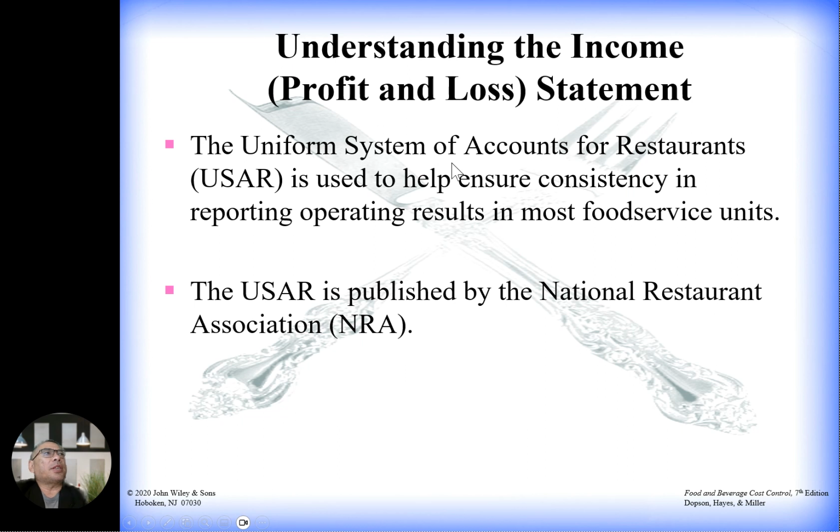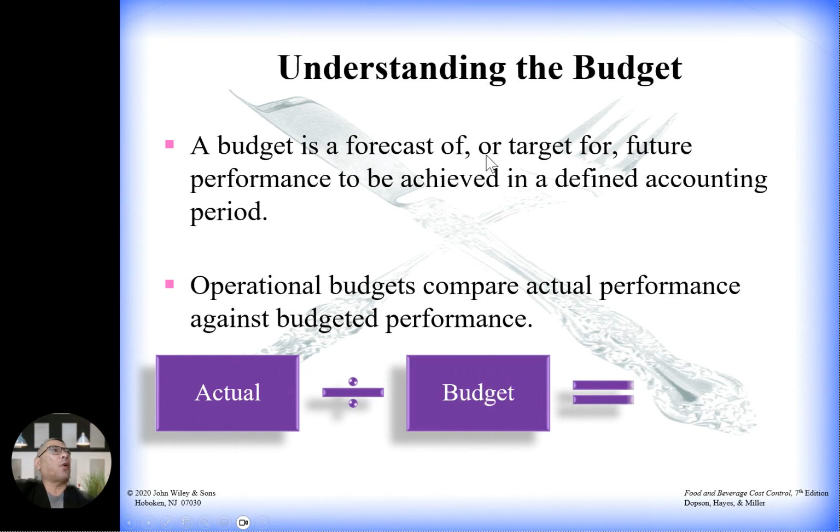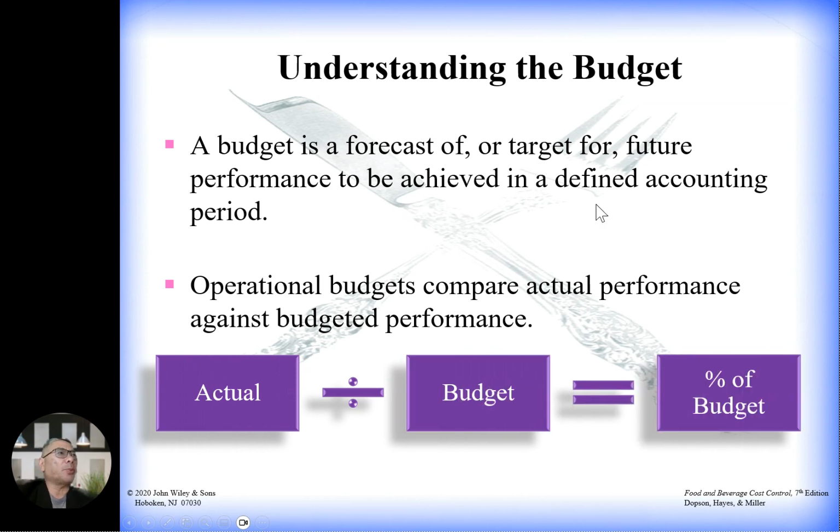Again, the Uniform System of Accounts for Restaurants, we call it USAR. The USAR is used to help ensure consistency in reporting operating results in most food service units. The USAR is published by the National Restaurant Association, which is called the NRA. A budget is a forecast or target for future performance to be achieved in a defined accounting period. Operational budgets compare actual performance against budgeted performance. Actual divided by budget equals percentage of budget.